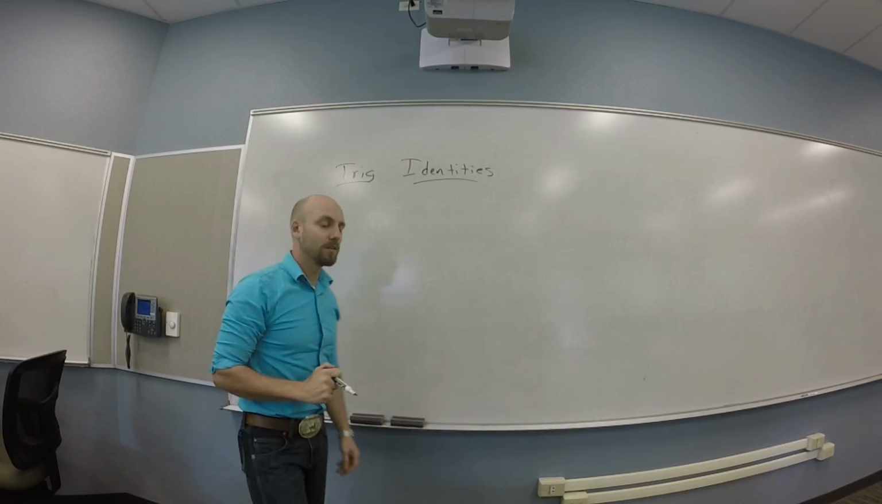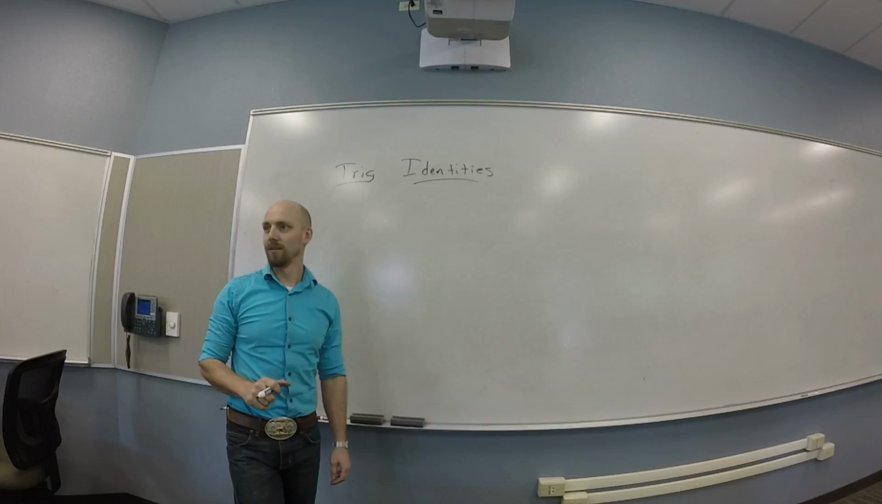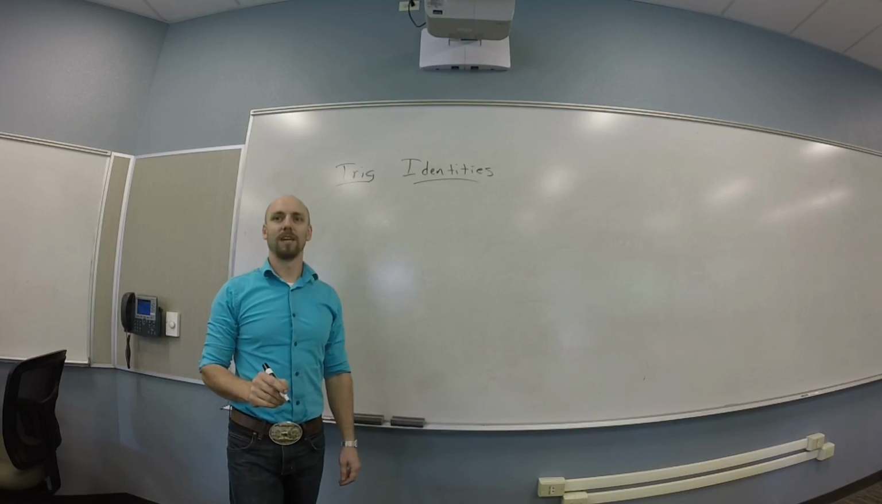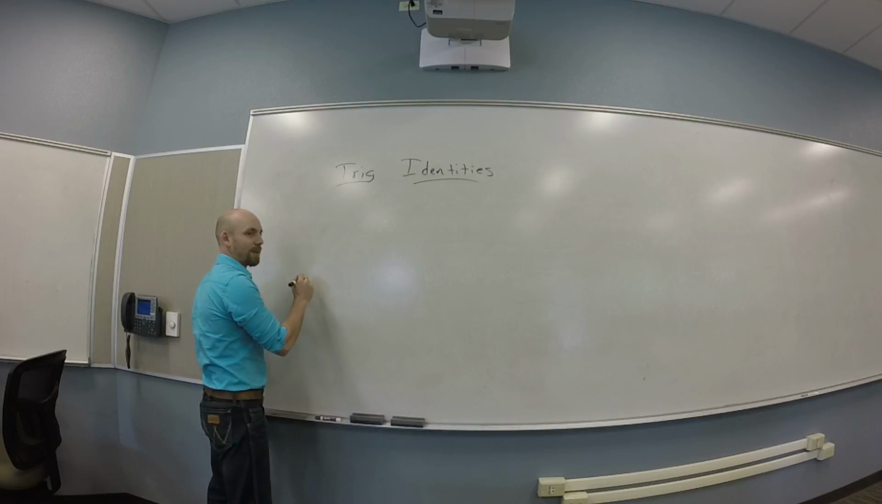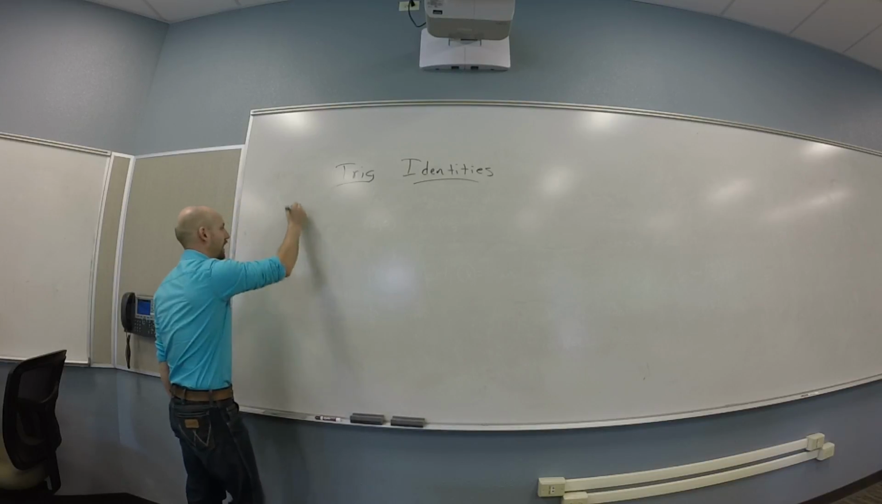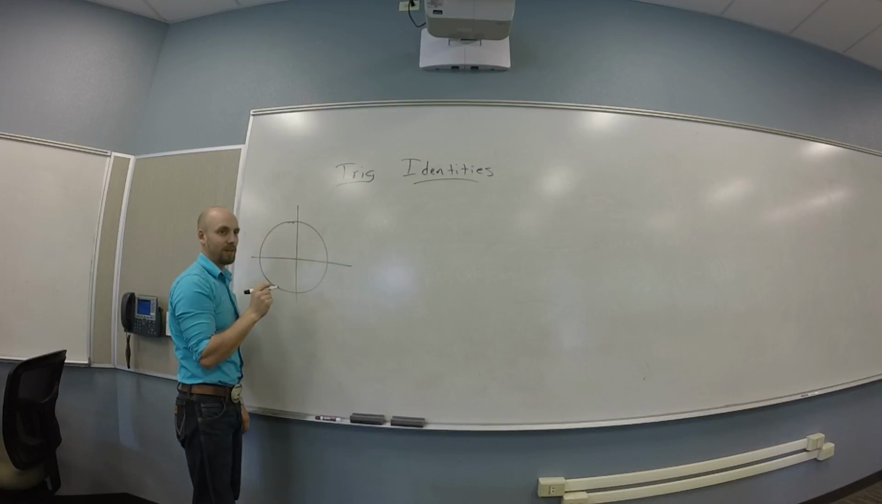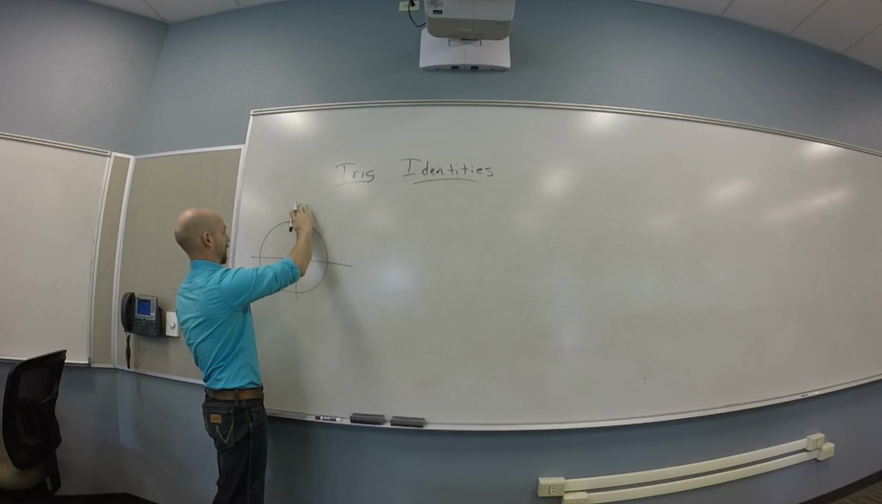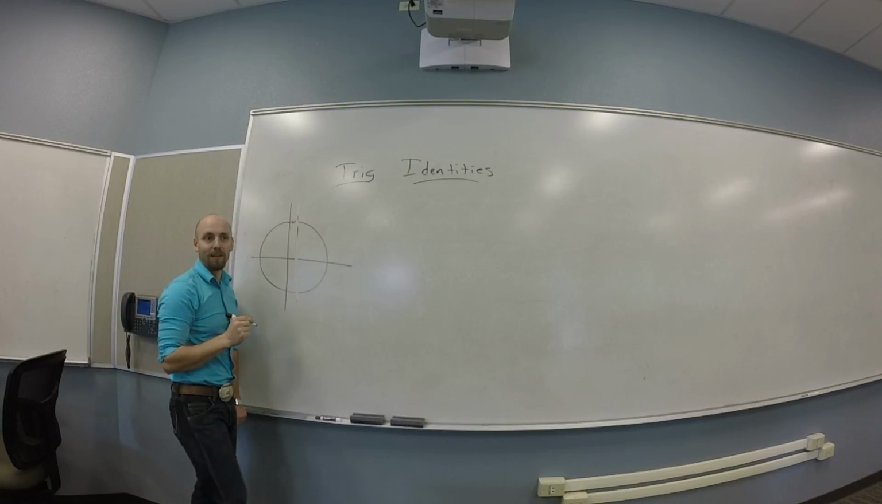Okay, so let me give you the trig identities I feel like you need to know. Okay? So the first one I think you need to know comes straight out of the unit circle. So get your unit circle out quick. Put your axis in the right spot, like over here maybe.